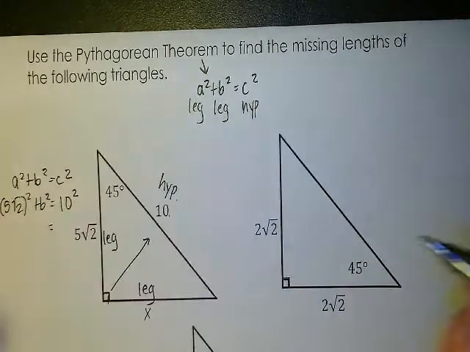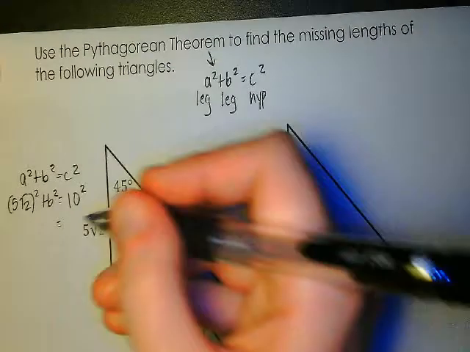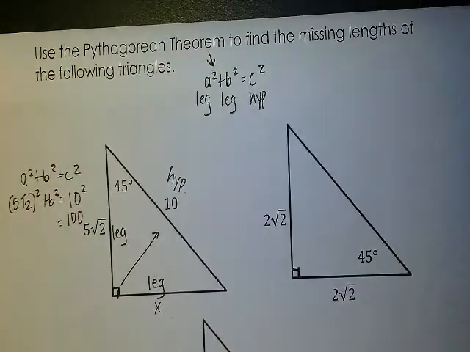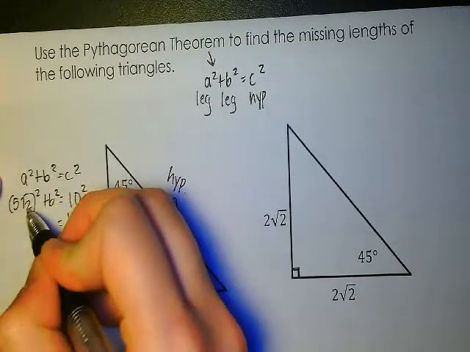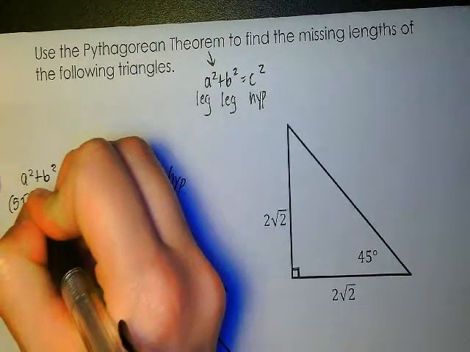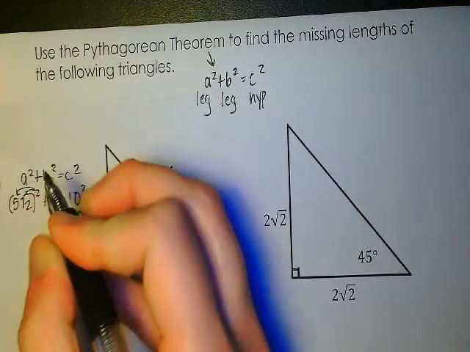We're going to start with 10 squared. We know that when we square something, we're multiplying it by itself. So 10 times 10 is 100. So 10 squared is 100. Next, 5 times the square root of 2, squared. Because these two terms are multiplied, what we're going to do is share the square. Basically, we're going to distribute it to each of these numbers.